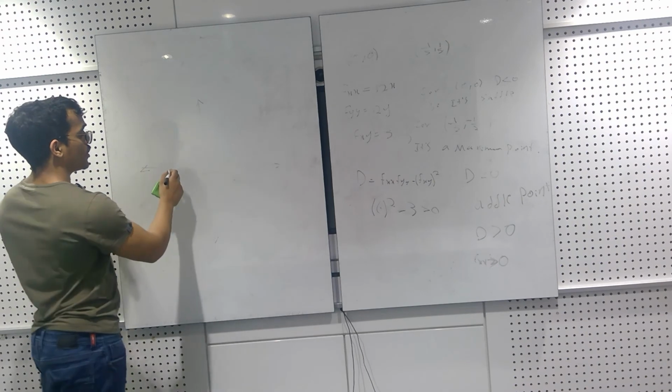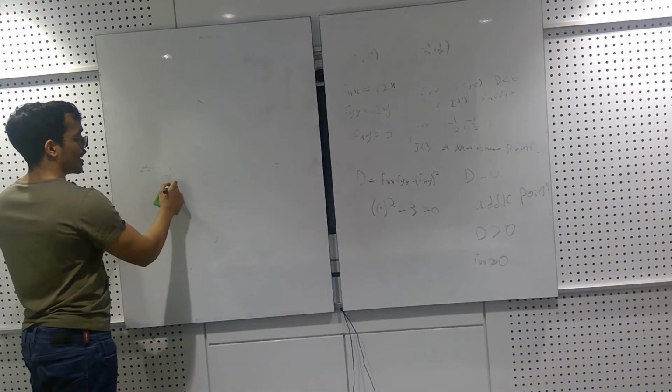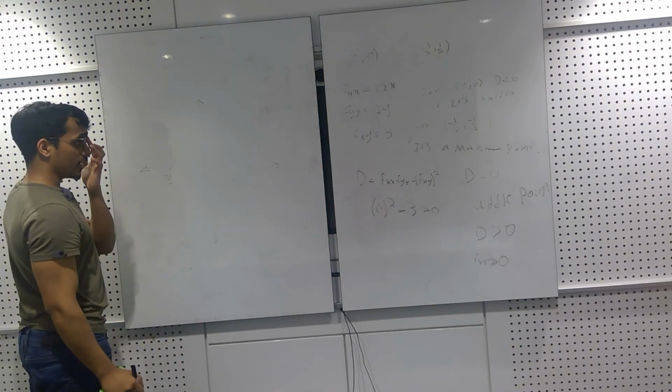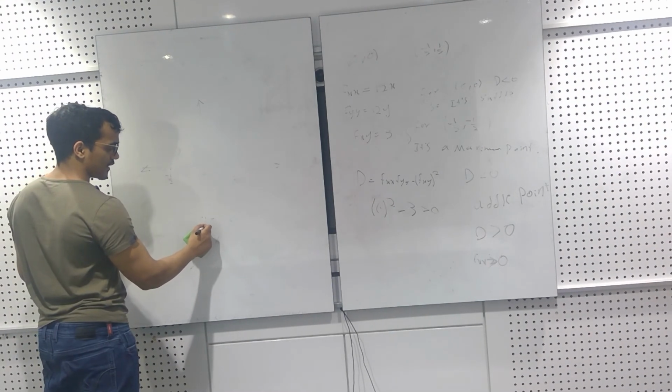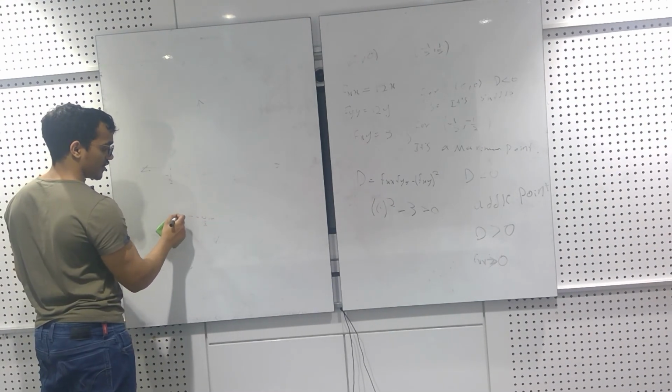So for negative 1, I hope I didn't make any calculation mistakes. If I did, it's an arithmetic mistake. There's nothing super hard about it. You can find it out.